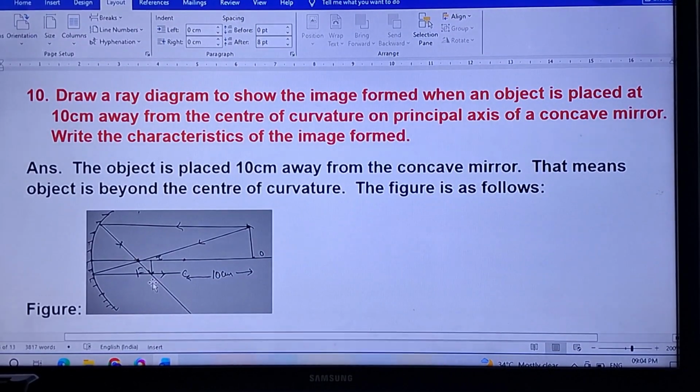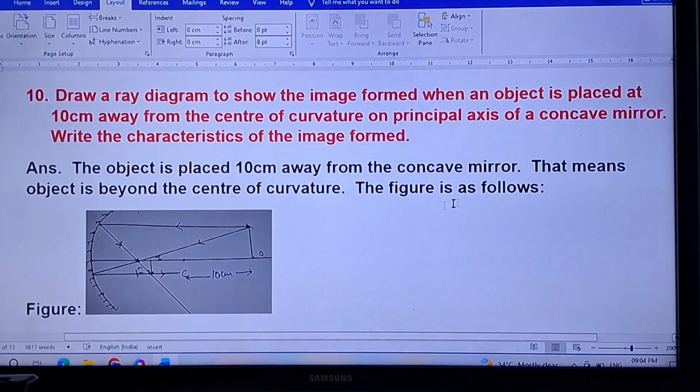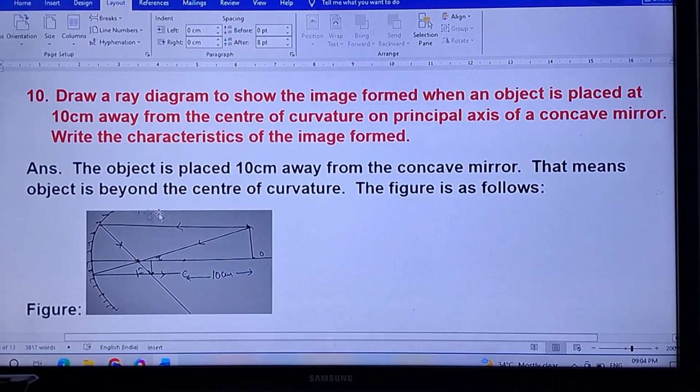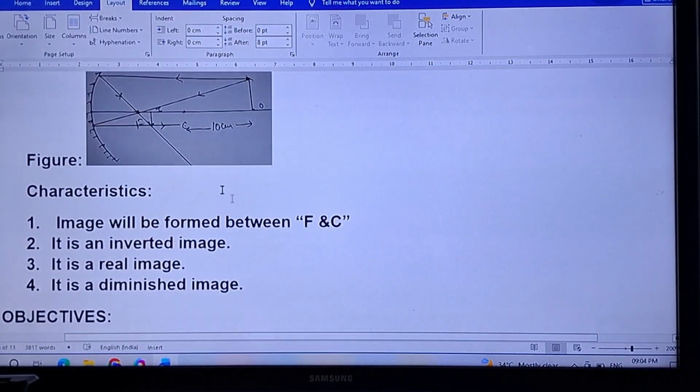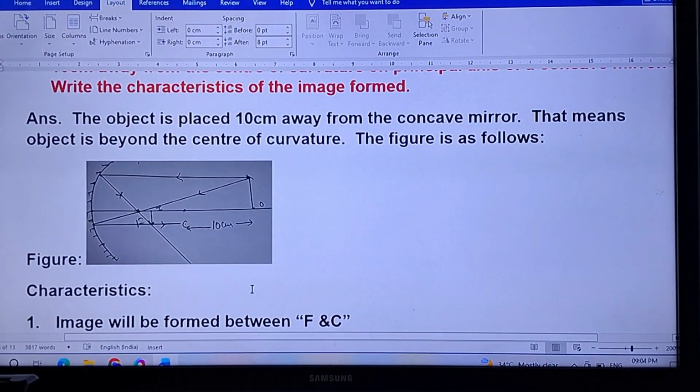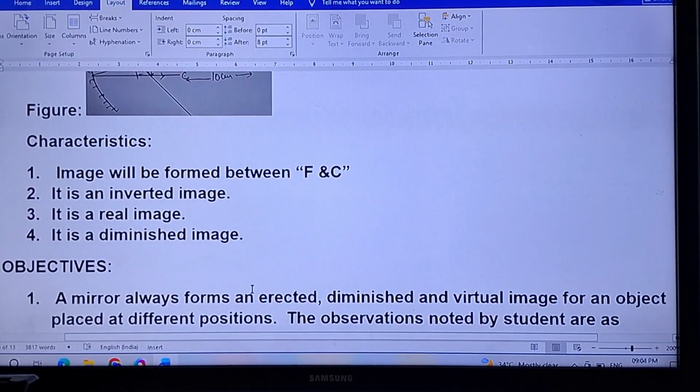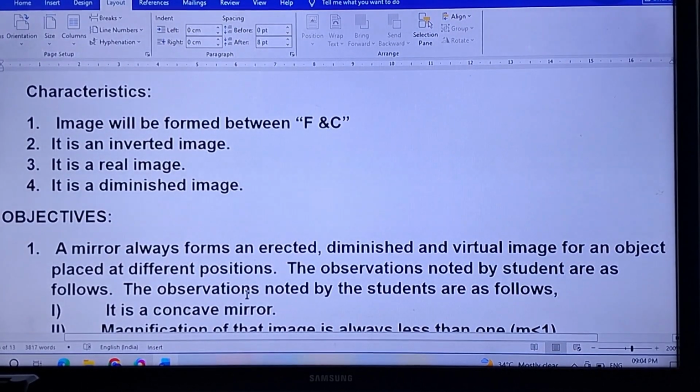The object is placed 10 centimeters away from the center of curvature of the concave mirror. That means the object is beyond the center of curvature. The figure is this. Characteristics: the image will be formed between F and C, and it is an inverted image. It is a real image. It is a diminished image. This is the answer, children, for this question. So with this, all 6 marks questions got finished.